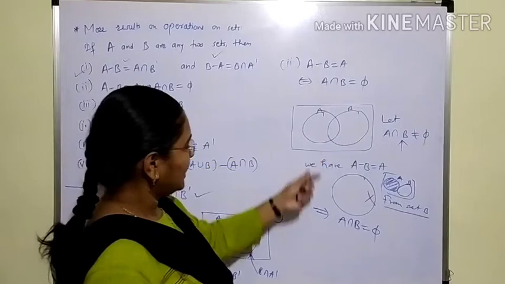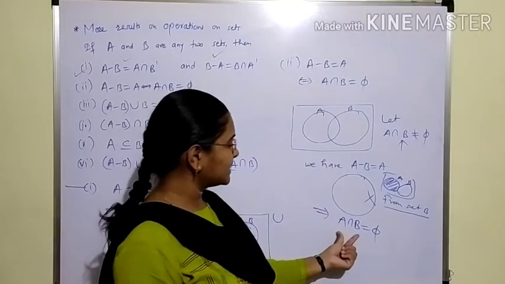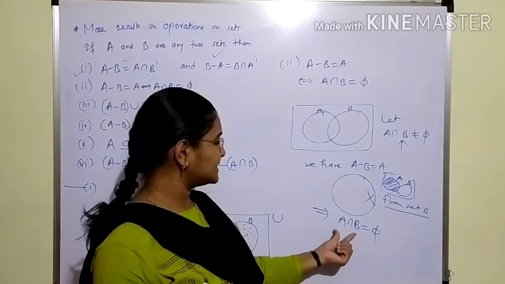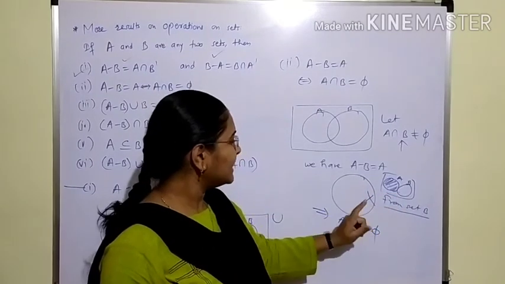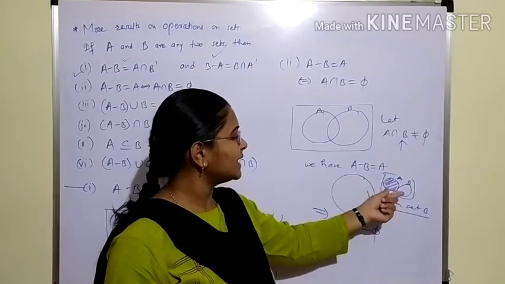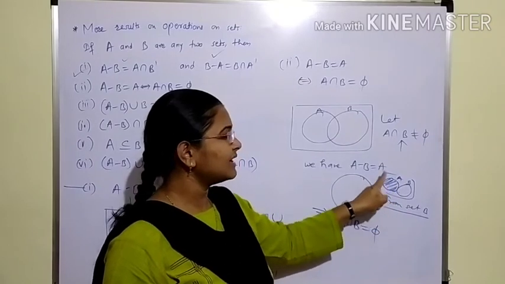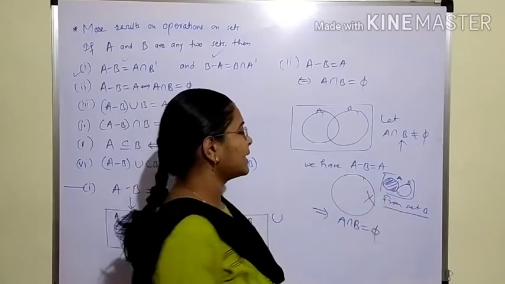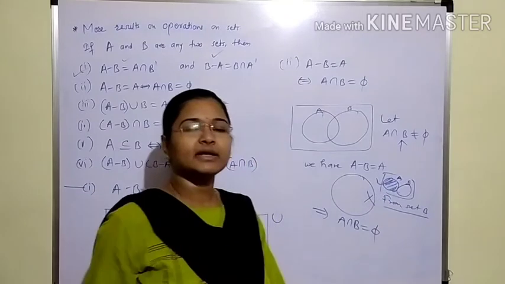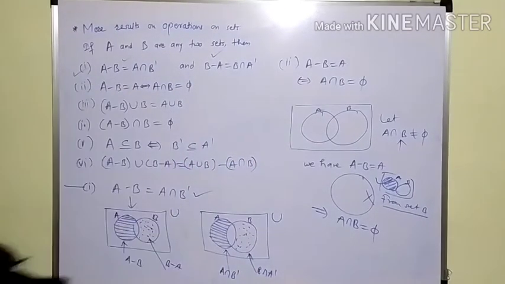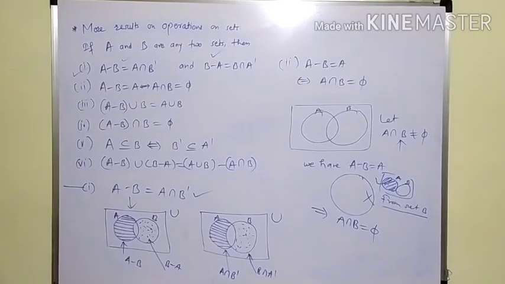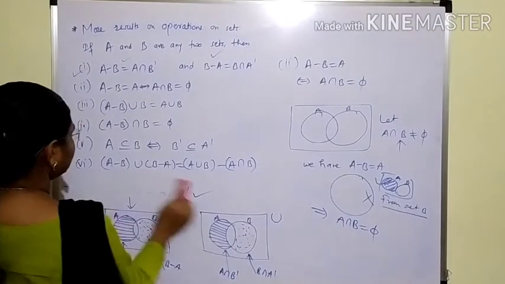Because if we consider A intersection B as the empty set, we draw this Venn diagram, and then A minus B equals A. If we consider the difference of A and B, then we'll get this shaded part only. Getting? Any doubt? Now we'll go to the next one.